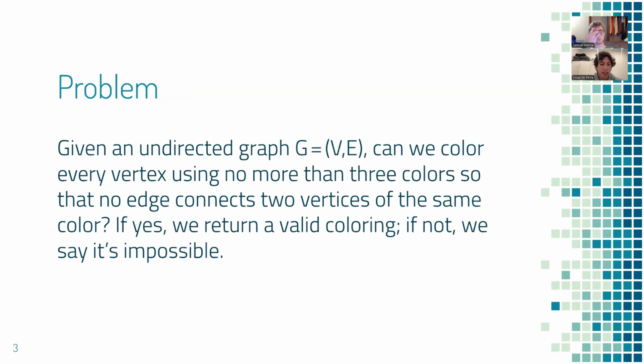Here's the problem statement. Given an undirected graph G with vertex set V and edge set E, can we color every vertex with at most three colors so that no edge connects two vertices of the same color? If we can, we output the colors. If not, we say it's impossible. And because 3-coloring is NP-complete, the worst-case running time for any known algorithm is exponential.